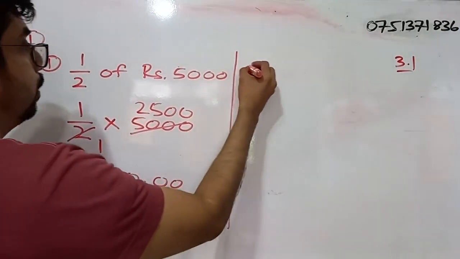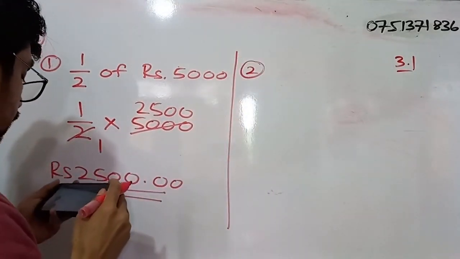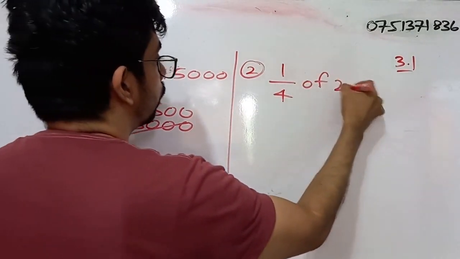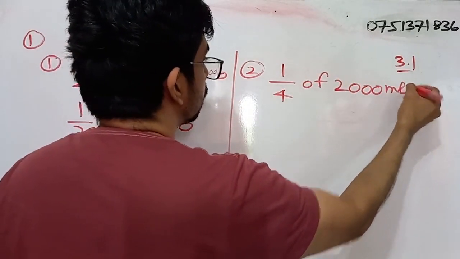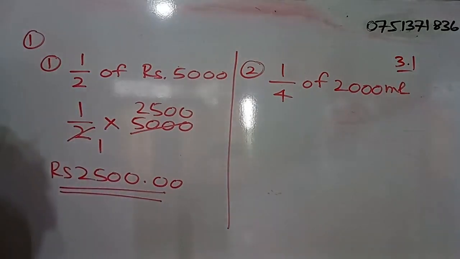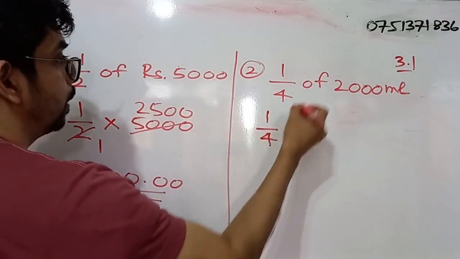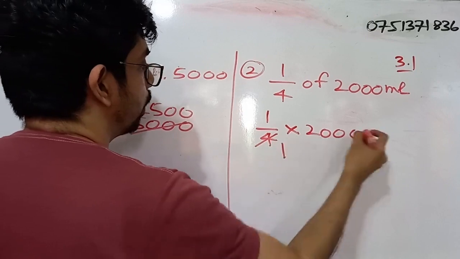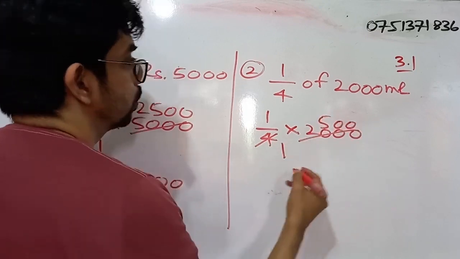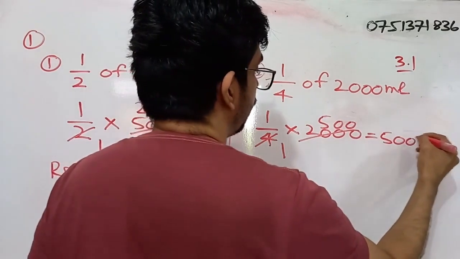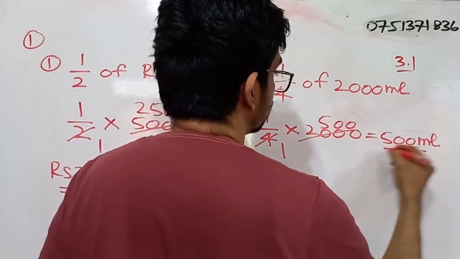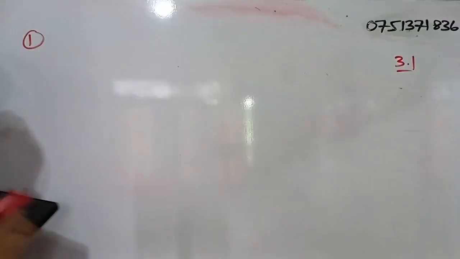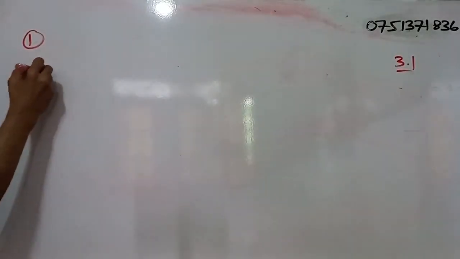Right, so the second one, what do we have? Quarter of 2,000 milliliters. So just as before, we replace 'of' by what? The multiplication symbol. So 4 times 1, 4 times 500. So what is the answer? 500 milliliters. We always have to put the unit.